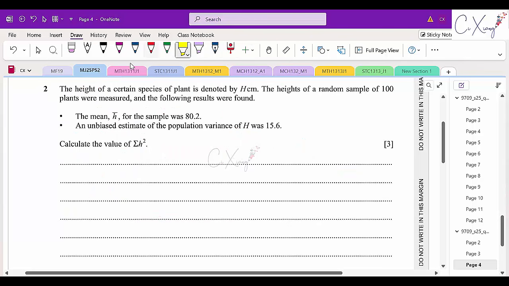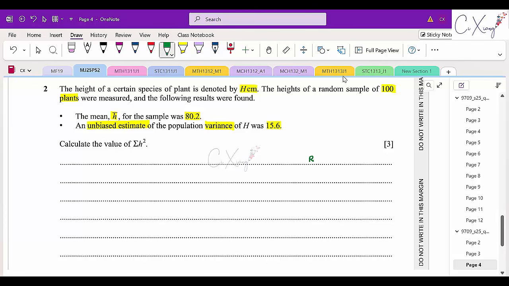Question number 2. We are given the height of a certain species of plant, denoted by H cm. The height of a random sample of 100 plants was measured, and the following results were found. The mean H bar for the sample was 80.2, and the unbiased estimate of the population variance is 15.6. Then they want us to calculate the value of the summation of H squared.